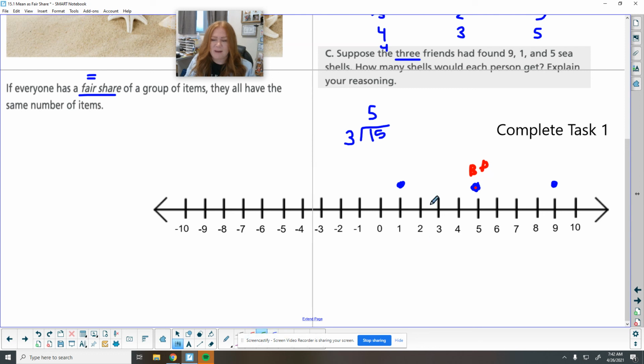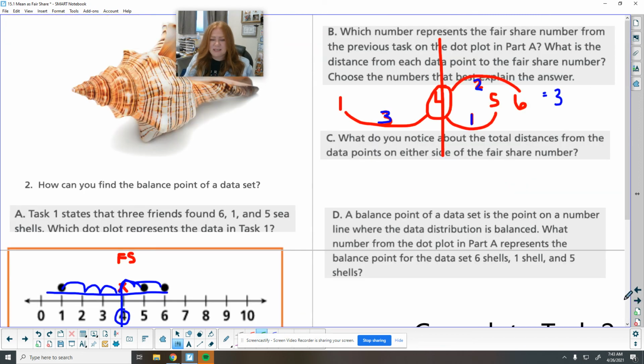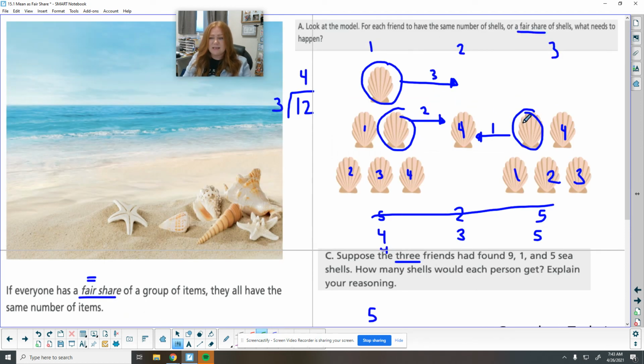To get from my balance point or my fair share number to the points on this side is 1, 2, 3, 4, a distance of 4. This one also has 1, 2, 3, 4. So they both have a distance of 4. We gave 4 of these shells to here and we were done. With that distance, we had to give 1 of these shells over here and 2 of these shells over here, which is exactly what we did, right? 2 from the 6, 1 from the 5. Now they all have 4.